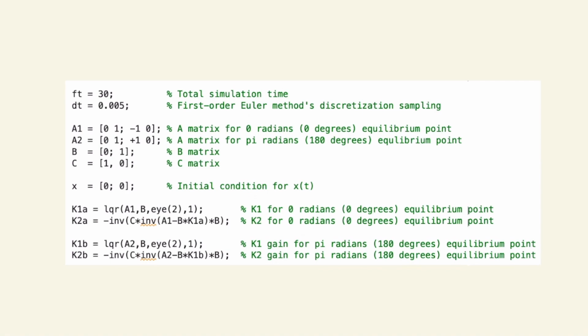All right, let's look at an example now. So this is a MATLAB example. I am putting the code here so that you can copy paste and play with it. Total simulation time is 30 seconds. This is the first order Euler method discretization sampling. These are the A1, A2, B, C matrices that we found. Without loss of generality, I am basically giving the zero initial condition to the system. I use these Q and R matrices, the same, for generating K1A and K1B. Here is the computation of K2A and K2B.